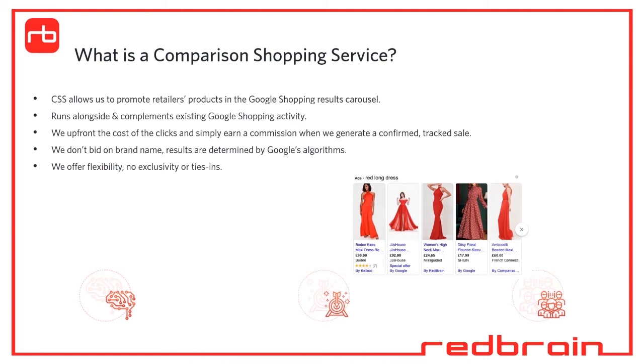We upfront the cost of the clicks, so we'll pay for every single click, and the retailer will only ever pay us a commission when we generate a sale. So we're upfronting the risk, so to say, and the retailer will only ever pay us when we generate them a sale. We're flexible, so we can negative match brand names, or if there's particular products you don't wish us to show for, we don't have to show for those at all. Next slide, please.